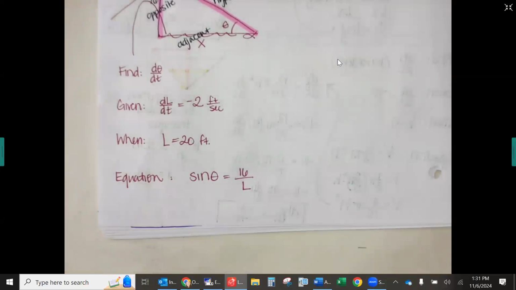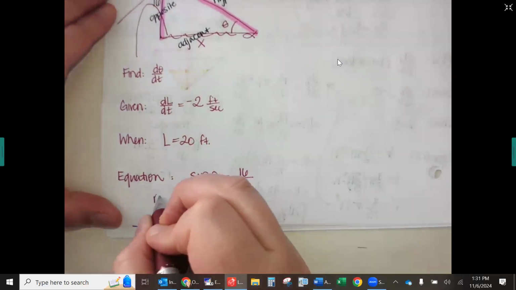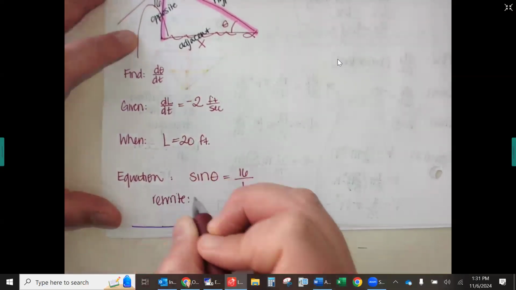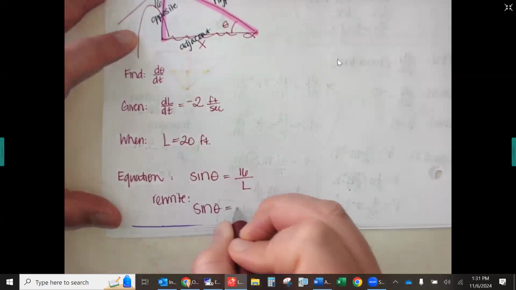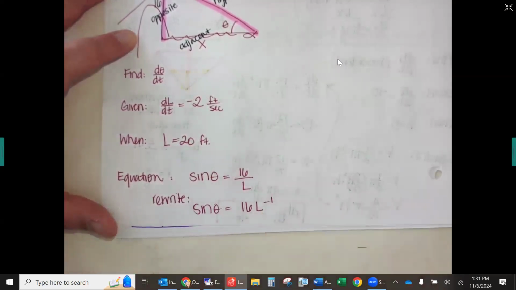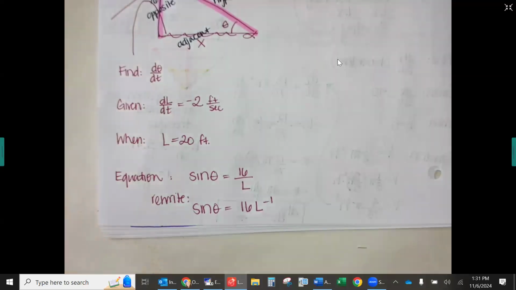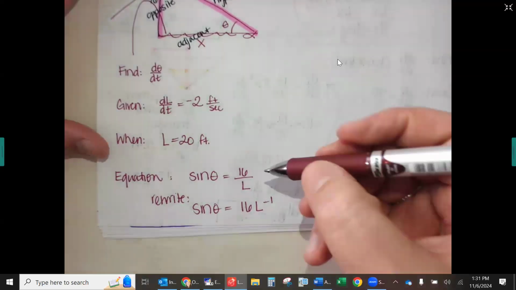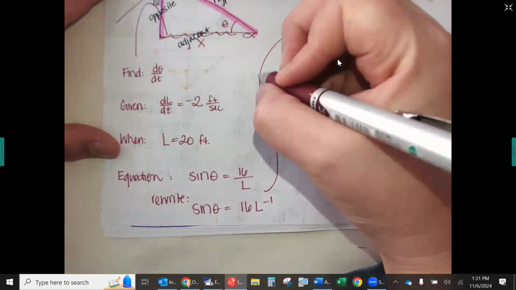Now, before you take the derivative, this is written as a fraction, which means I'm going to have to do quotient rule unless I can rewrite it. What property would allow me to take the L from the bottom and just move it up? What would I have to do? Negative exponent. Very good. So I'm going to rewrite sine theta equals 16L to the negative 1. And that will allow me to not have to do quotient rule so that I can just do regular power rule. Okay, come up here to the top. Let's take the derivative.